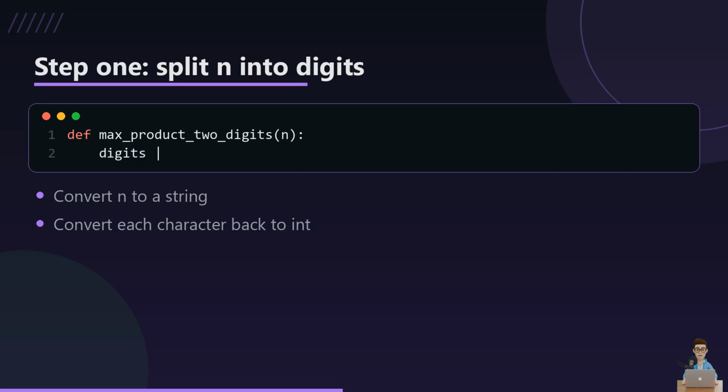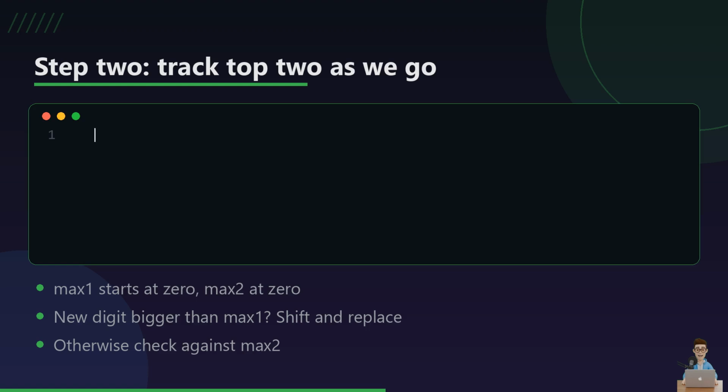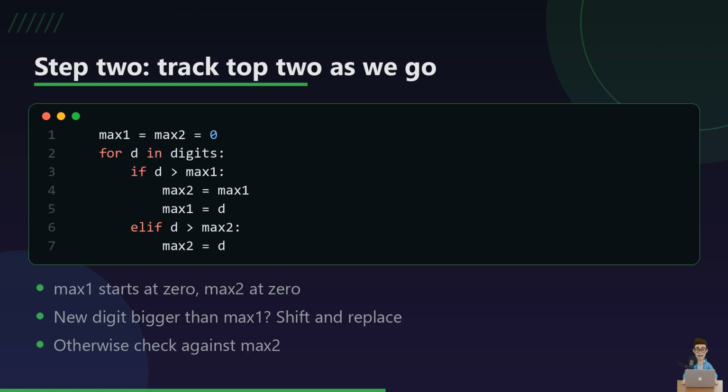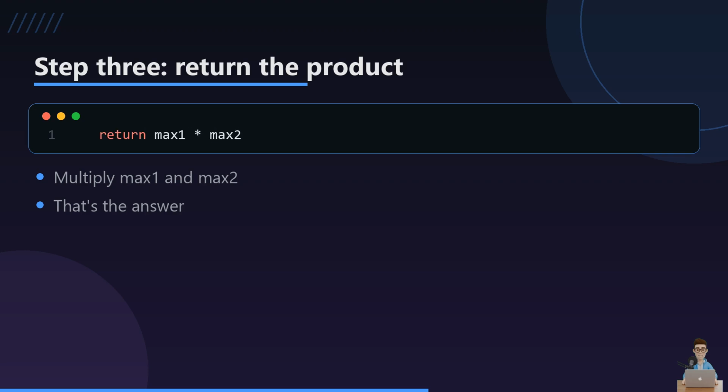We turn the number into a string so we can look at it character by character, then convert each character straight back into an integer. This gives us a clean list of digits to scan. We start both trackers at 0, then for every digit we ask, is this bigger than my current biggest? If yes, the old biggest slides down into second place, and this digit takes over first. Otherwise, we just check if it beats the second spot. Once we've scanned every digit, max1 and max2 hold the two biggest values we saw, so we just multiply them. In short, one pass, two trackers, one multiplication at the end.